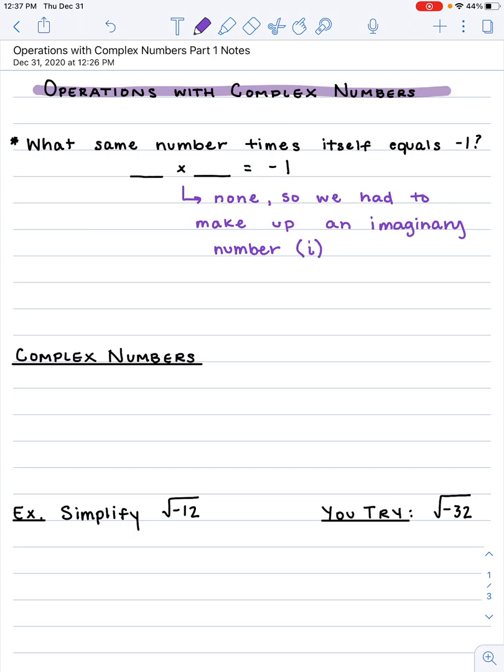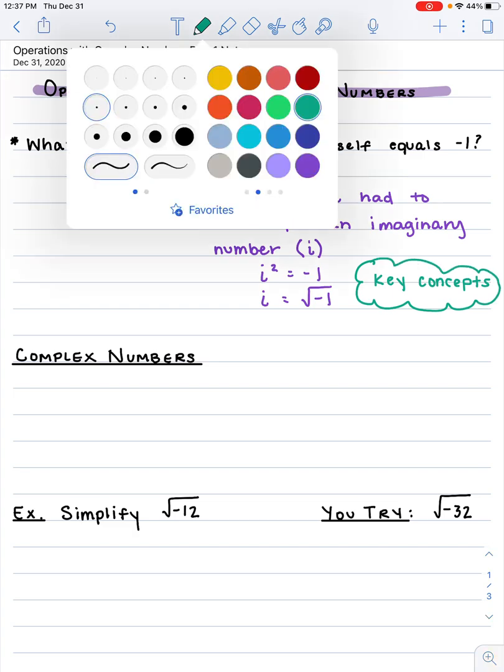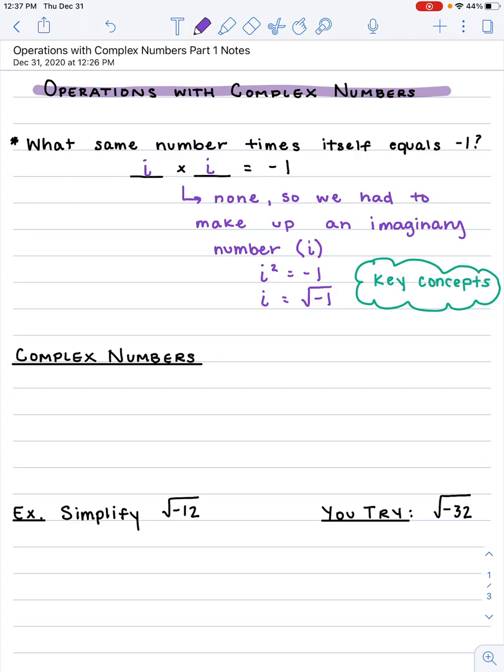This imaginary number allows us to do i times i, and that equals -1. So now we have this number that we multiply by itself, it gives us -1. If we know that i times i equals -1, we know that i squared equals -1. If I take the square root of both sides, I know that i is equal to the square root of -1. So this is my key concept right here. I have i squared equals -1 and i equals the square root of -1.